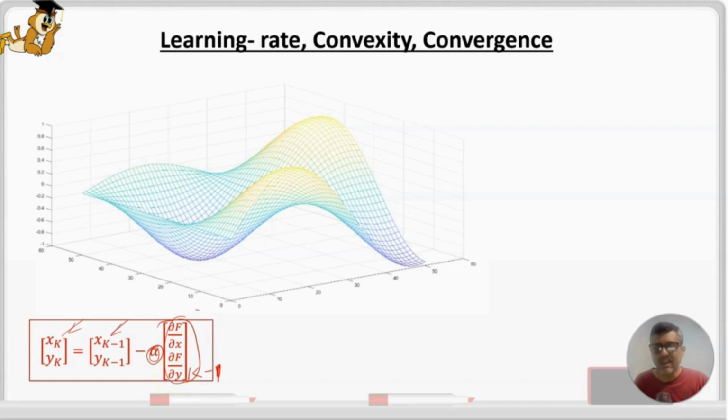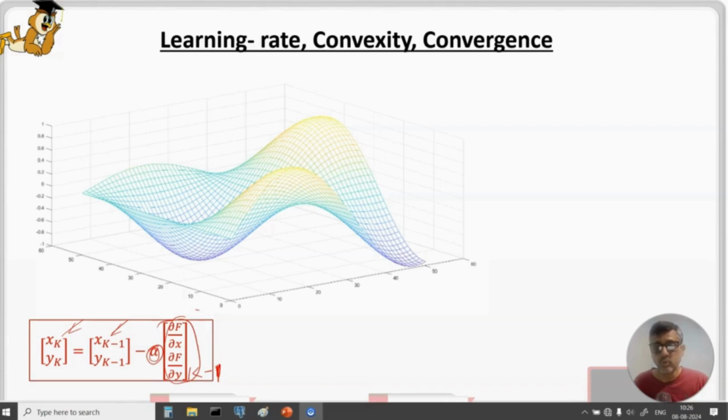Now, the fact that alpha is a variable in your control is a double-edged sword, right? Why is it a double-edged sword? It's a double-edged sword because if you end up choosing a judicious value of alpha, your algorithm would work very well. But if you did not choose a good value of alpha, you could end up in trouble, right?